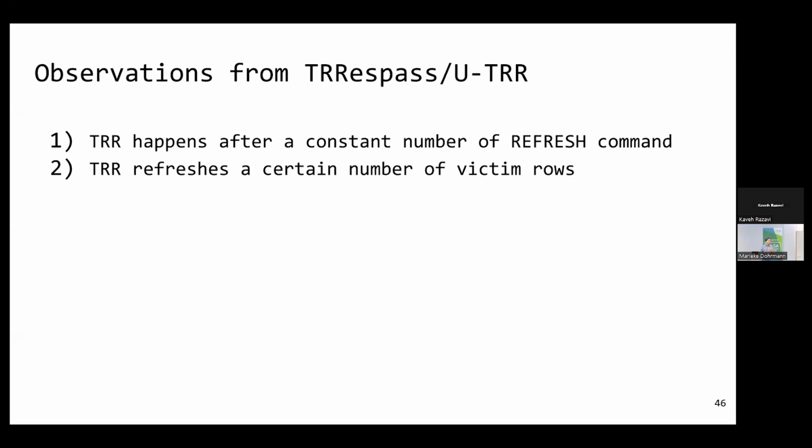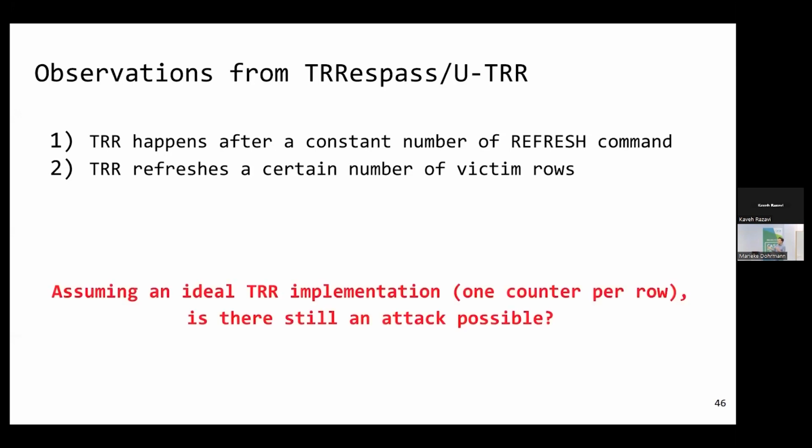So every refresh that you would get, you would select a number of victims that you think might be getting bit flips, and you would essentially refresh them. Now let's assume an ideal implementation of TRR. So perfect frequent item count, right? Where every row has a counter, and you're precisely counting how many activations are going to which rows.